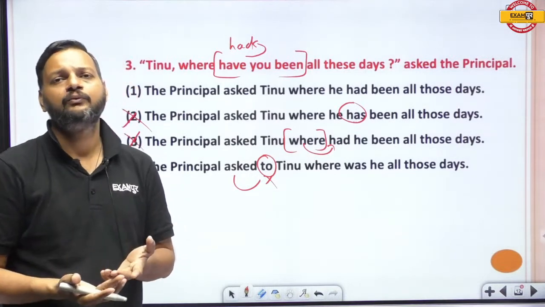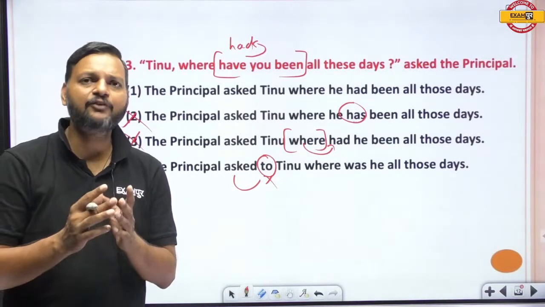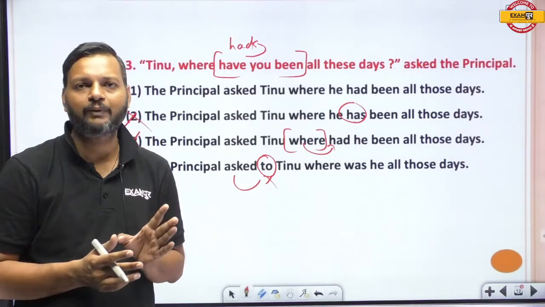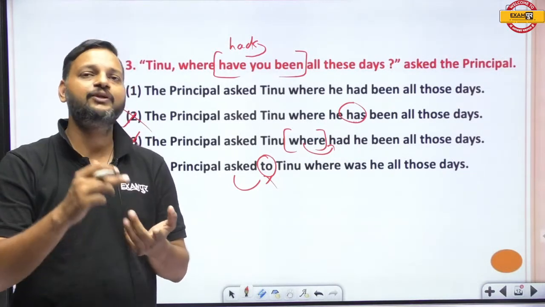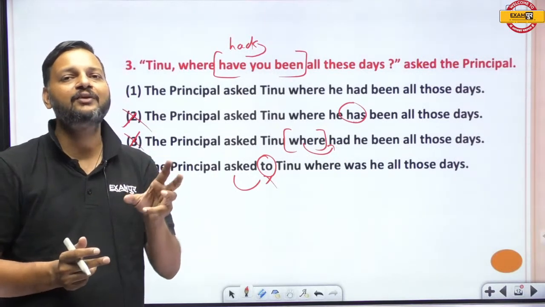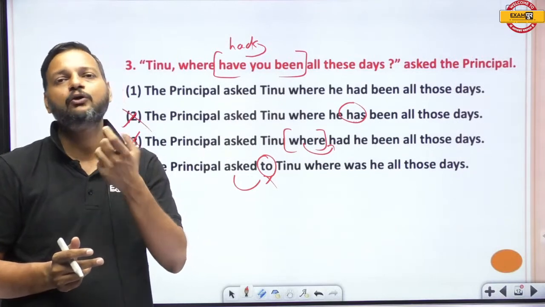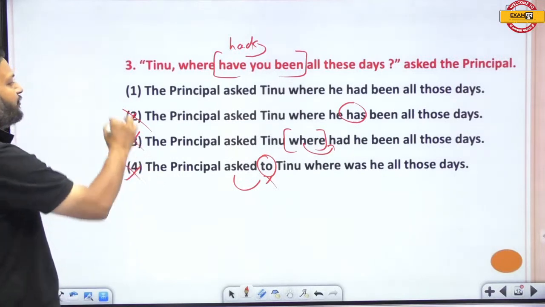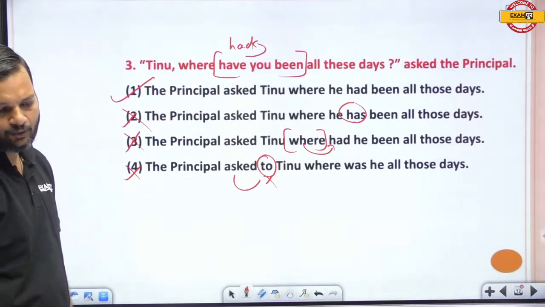Told is followed by to. Okay. Said is followed by to, not told. Told and asked, these two words are never followed by to. Suggested, proposed and said are followed by to, but you cannot use to after told or asked. So eliminate this. So the answer is 1.